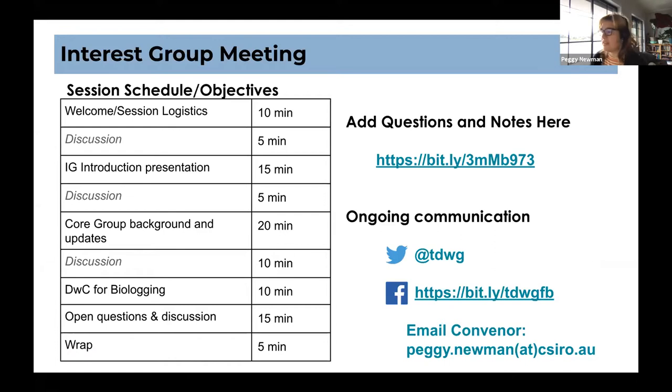So the format of today is going to be this run through. We'll try to give lots of opportunities for discussion and questions all throughout. We've got a background presentation on the core group and our charter and what we're trying to do here. We'll run through our GitHub repository where we're working on some projects on applying Darwin Core to biologging data. And we'll open up for general discussion. So we'd really like to hear from you.